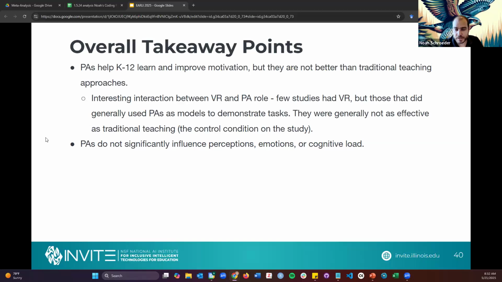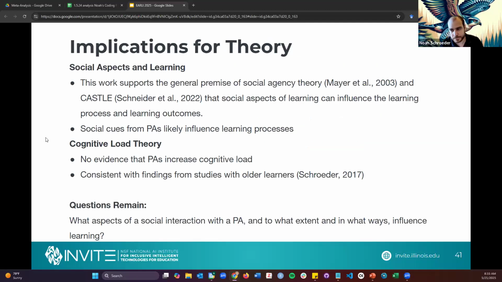So second, pedagogical agents don't seem to significantly influence learners' perceptions, emotions, or cognitive load. And for us, this was actually a really interesting and important finding, because as an institute we're focused on the constructs of persistence and resilience alongside collaboration. And so perceptions and emotions are things that we had thought in the beginning could potentially have a really strong influence on how long a student is willing to persist. So finding that they didn't significantly influence those things was an interesting implication for us.